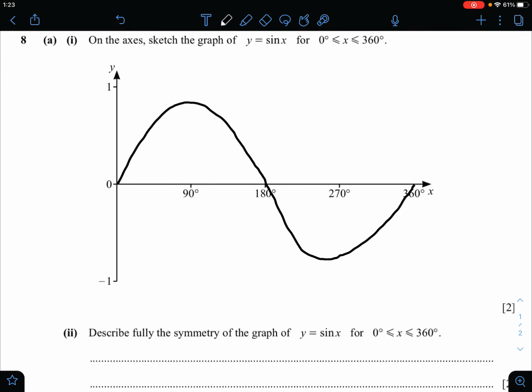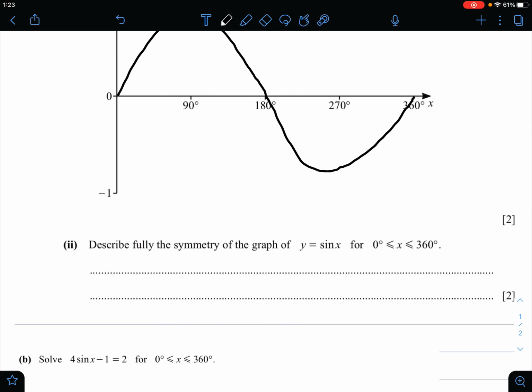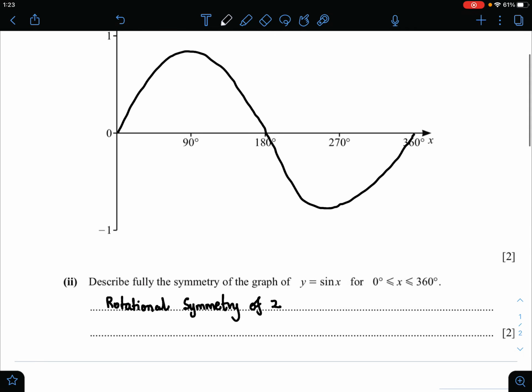Okay, now let's move to part A2, where they are asking us to describe fully the symmetry of the graph. So symmetry, it should have struck you that we have to first write that it has a rotational symmetry of 2. So we can say that it has a rotational symmetry of 2. This is because when it is turned 180 degrees, the shape will look the same, and when it is turned 360 degrees, again the shape will look the same. So it has a rotational symmetry of 2.